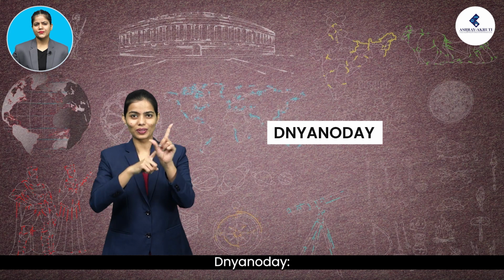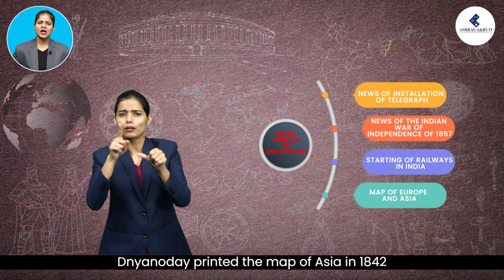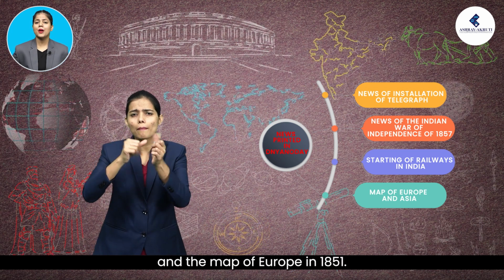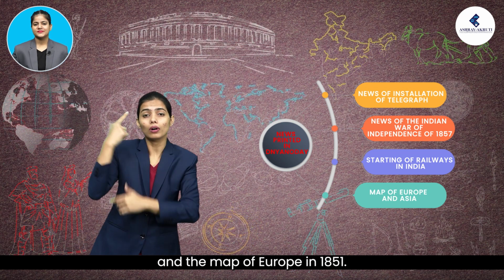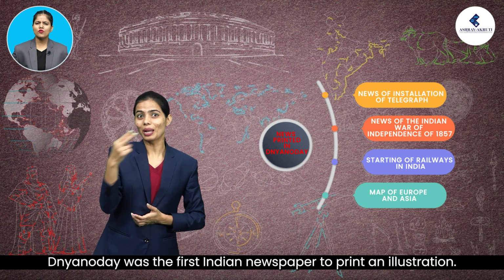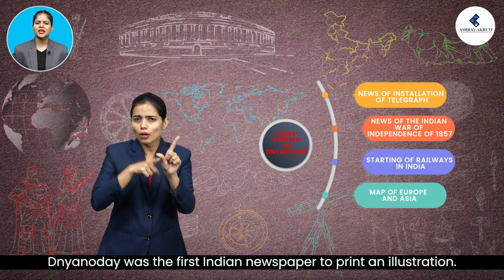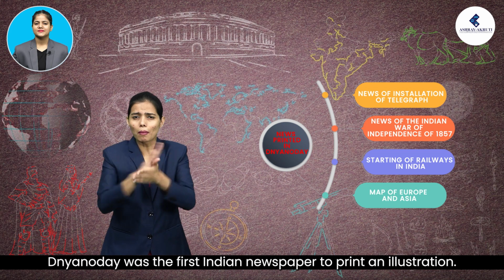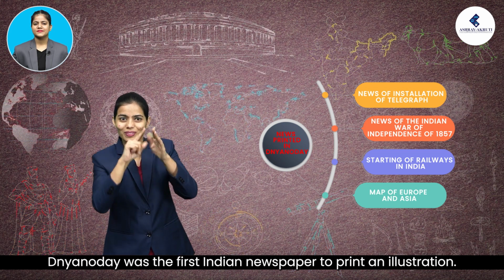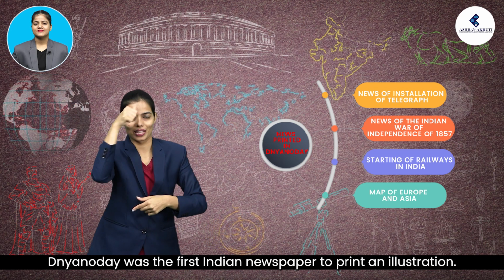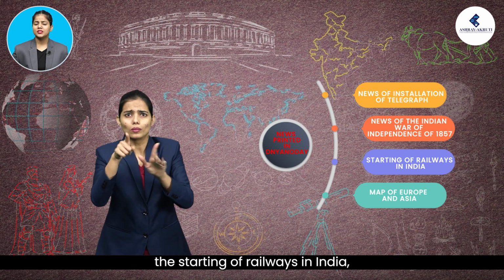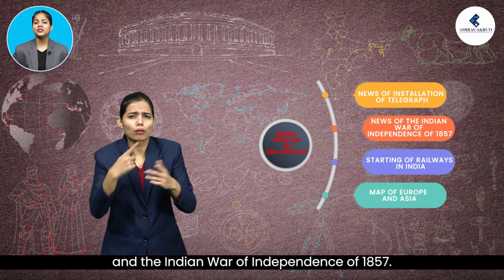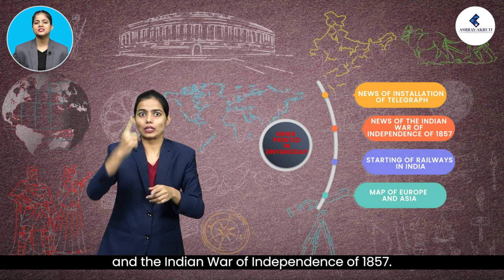The Dnyanodaya printed the map of Asia in 1842 and the map of Europe in 1851. The Dnyanodaya was the first Indian newspaper to print an illustration. The Dnyanodaya reported on the installation of the telegraph, the starting of railways in India, and the Indian War of Independence of 1857.